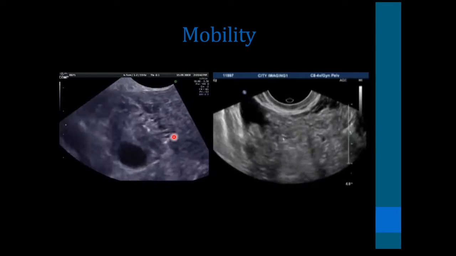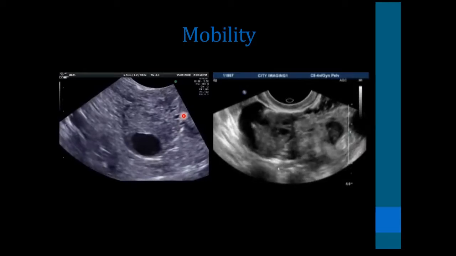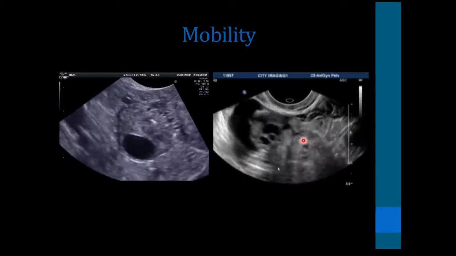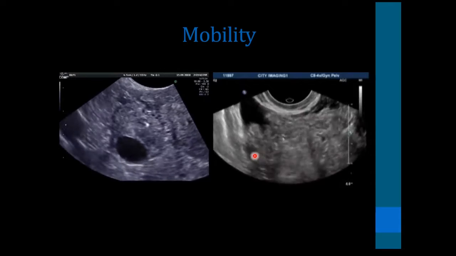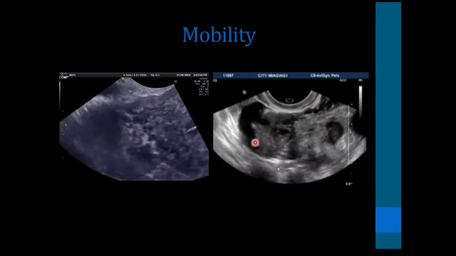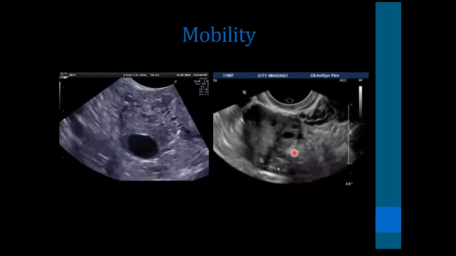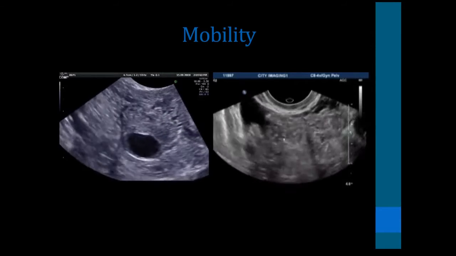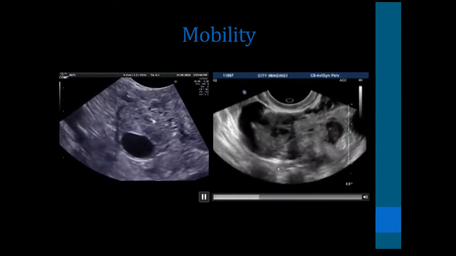But obviously if you see that the ovary is clearly stuck here to the side of the uterus, then that's a finding worth reporting. And here you can see that the ovary is clearly very mobile. There's a little bit of fluid around it, but when we push, the bowel and everything slides really nicely over the ovary.